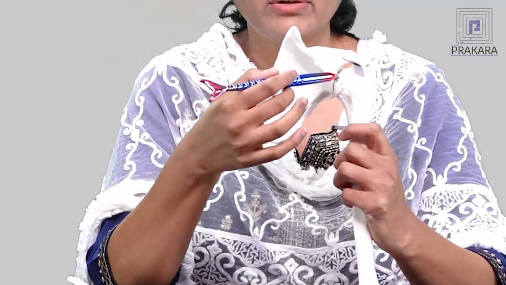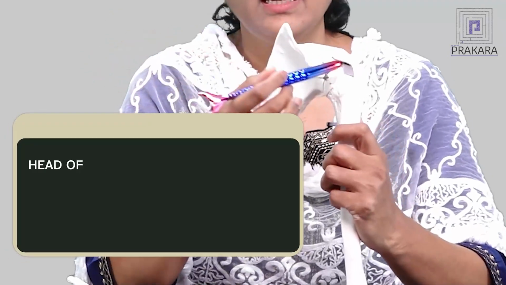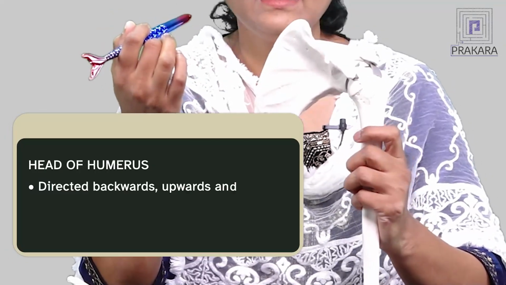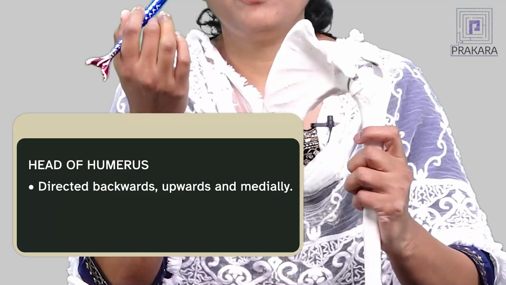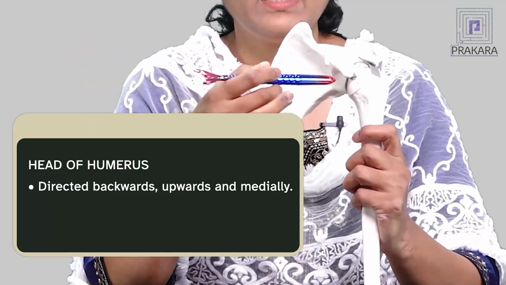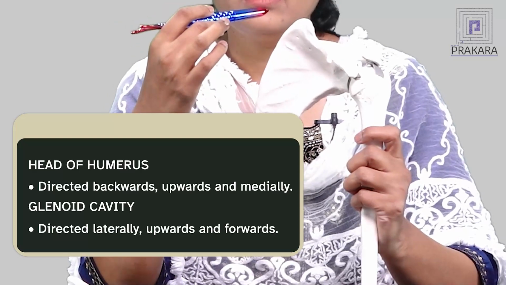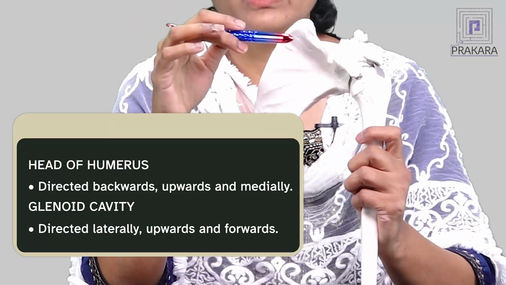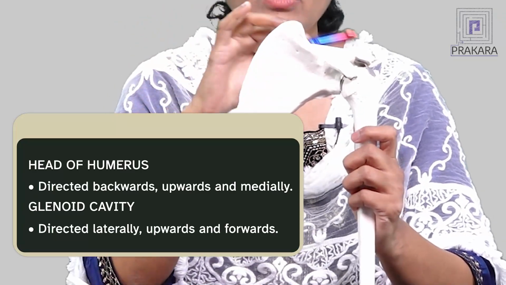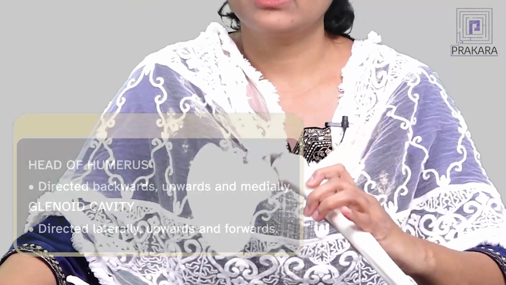Now, when we talk about the directions of the glenoidal fossa and the head of the humerus, the head of the humerus is directed backwards, upwards and medially, whereas the glenoid cavity is directed laterally, upwards and forwards. So, this is the direction for both the articulating surfaces.